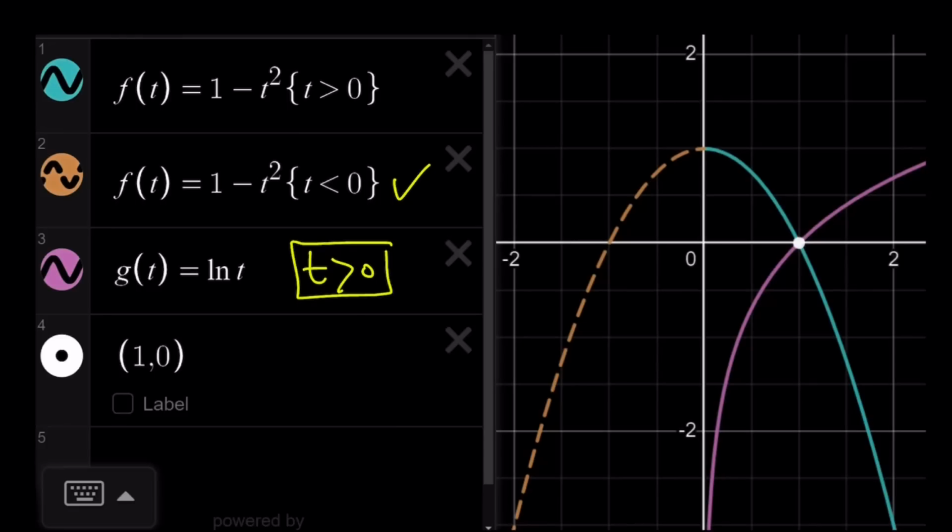If both branches worked, would they intersect at another point? No, because the y-axis is going to act like a wall.